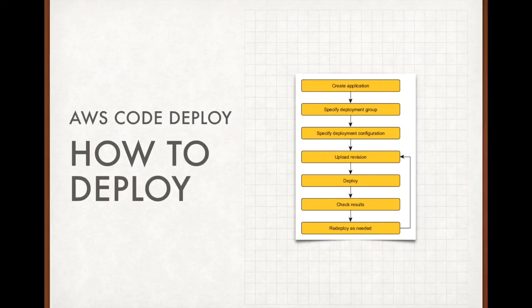Code Deploy can be broken down into 7 basic steps. The first step is to create the application. So if you're making a new application, you actually create it. Otherwise, you just update whatever version of the application is.